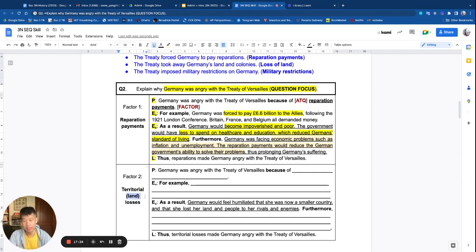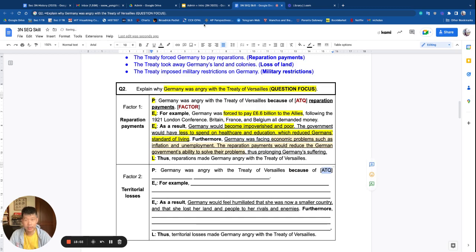Now let's suppose we take the other factor, territorial losses. And can I invite you to pause the video after this part, pause the video for 10 minutes and fill in this box on your own. So please pause the video for 10 minutes and fill in this box on your own. I hope you tried. I can understand if you got stuck. But I hope you tried because this is your first attempt at an explain essay. And so, how would you have filled it in?